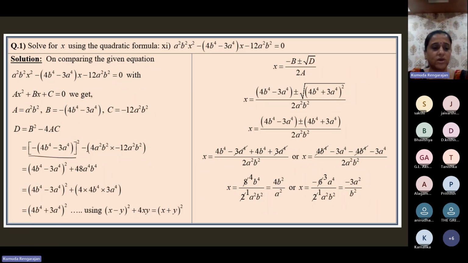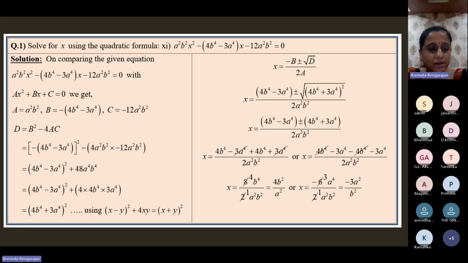b squared minus 4 into a into c. So 4 into a, you can see a here, 4 into a into c. Okay. So now minus into minus plus, and 4b to the power 4 minus 3a to the power 4, the whole square. The minus is gone in the next step, because minus squared is positive. So you can see this one and this power 2.